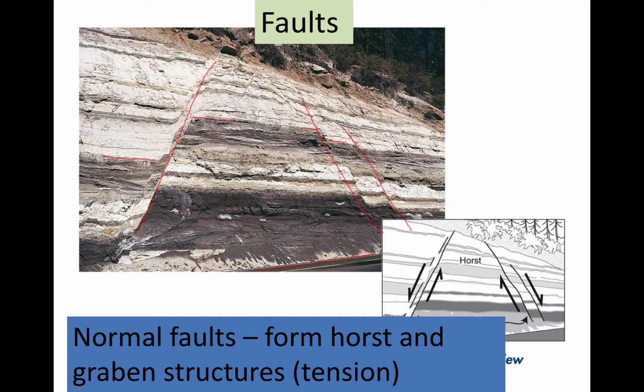Okay, this is the hanging wall. This is the foot wall. Hanging wall down, foot wall up. By definition, that's a normal fault. Okay, hanging wall down, foot wall up is a normal fault. In this case, the Horst is in the middle. Graben is off to the side, or off to the side over here.